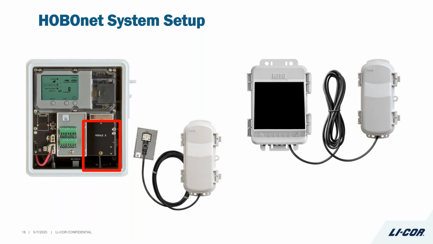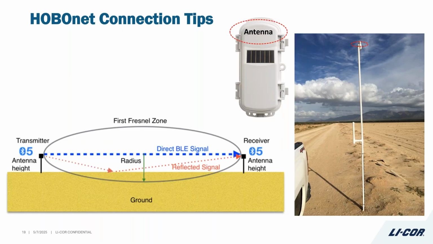So you have that other kind of wired mote that comes off of it that's going to be receiving the signal from all of those wireless sensors. I wanted to just give a couple of HoboNet connection tips. In those motes, right at the top is an antenna that is in there. And the antenna is really important. That's what's going to be transmitting all of the signal.